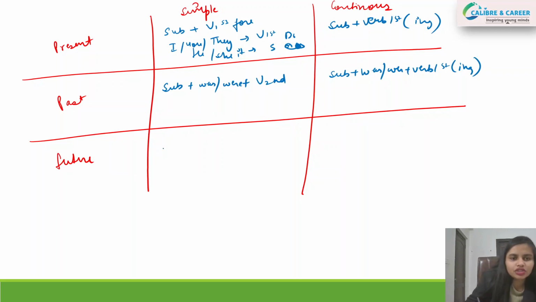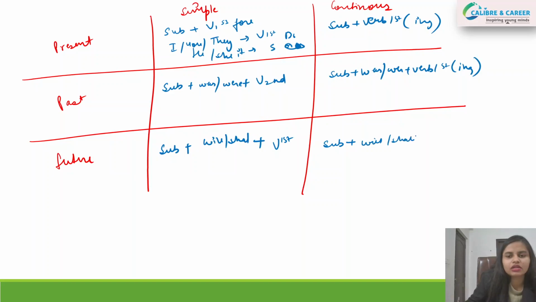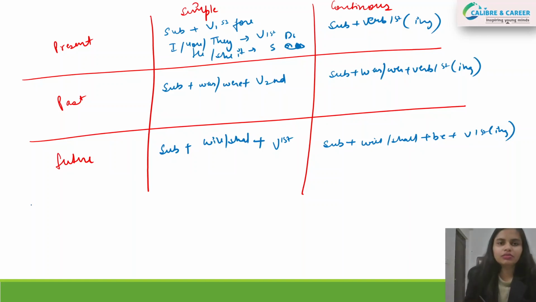Alright, now in future, what was there? Subject plus will or shall plus, in simple, what you will use? Verb first form. And here, plus will and shall, with which you will use be as well, plus verb first form and ing. Alright, so this was all that we discussed today. This is a small recap.